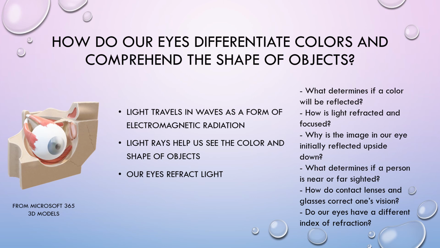But the further questions I had were, what determines if a color will be reflected? How is light refracted and focused? Why is the image in our eye initially reflected upside down? What determines if a person is near or farsighted? How do contact lenses and glasses correct one's vision? And do our eyes have a different index of refraction?